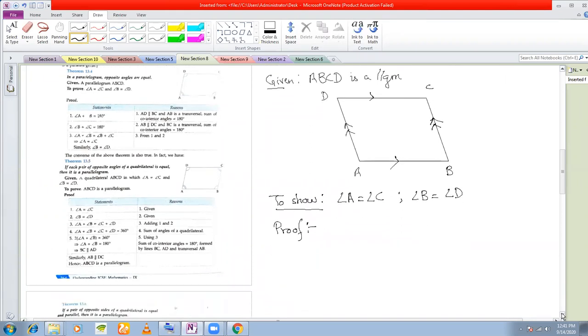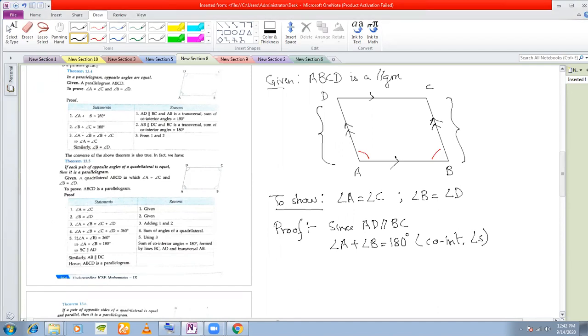Now see, the proof is fairly straightforward. Since these two sides are parallel, since AD is parallel to BC, therefore these two are co-interior angles, this one and this one, right? So you'll write: since AD parallel to BC, angle A plus angle B must be equal to 180 degrees because angle A and angle B are co-interior angles.